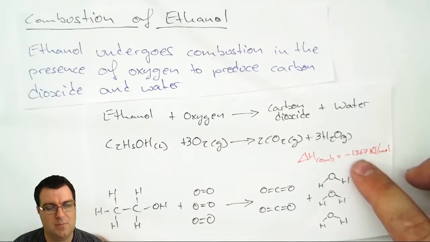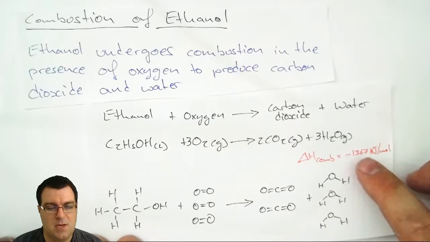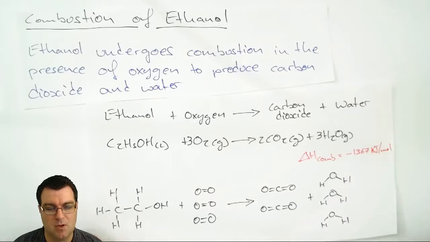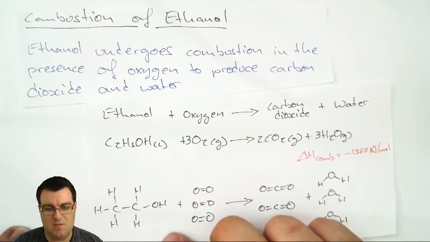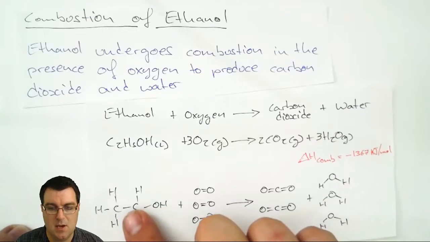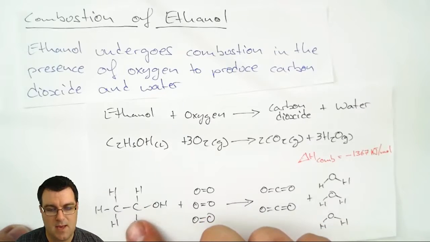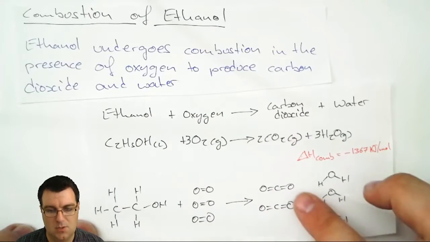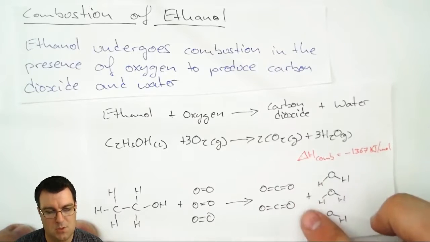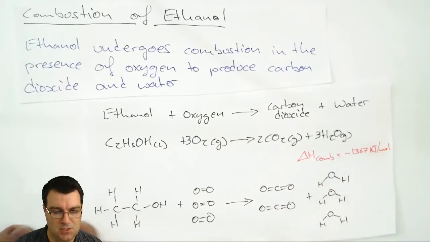Alright, and it produces 1,367 kilojoules of energy per mole of ethanol, which is pretty cool. That's about a fifth of the amount of energy that octane produces, which is quite significant in comparison to other liquid hydrocarbons. And just note here, if we have a look at this visually using the structural diagrams just down here, we can see that for every 1 mole of ethanol, we require 3 moles of oxygen to react and form 2 moles of carbon dioxide and 3 moles of water.